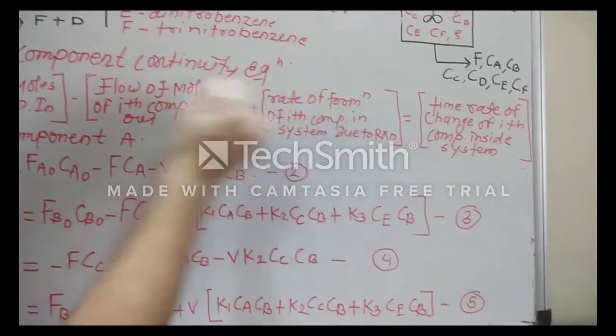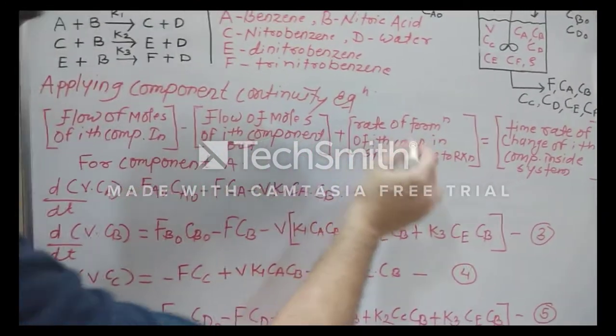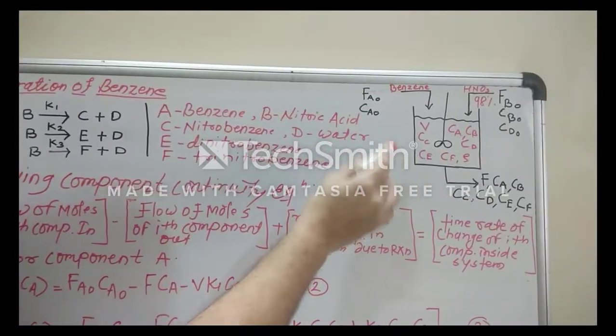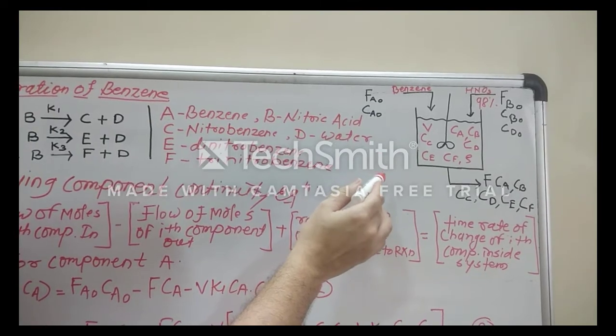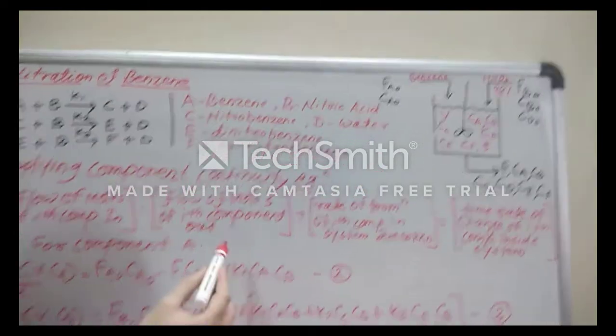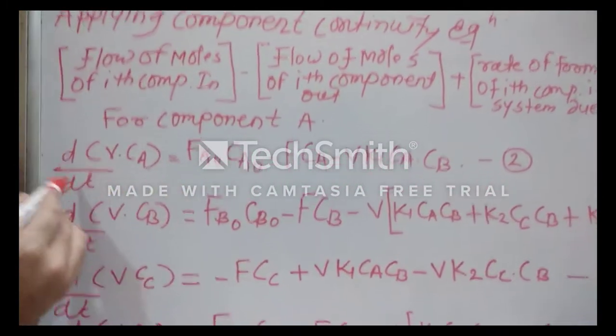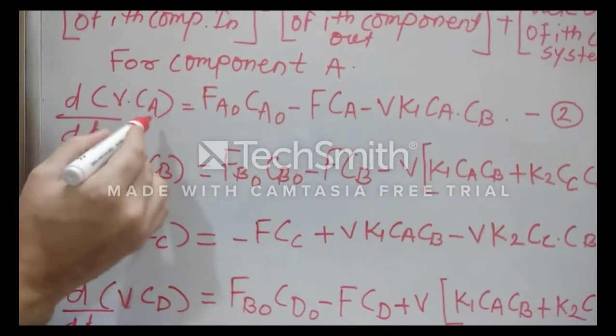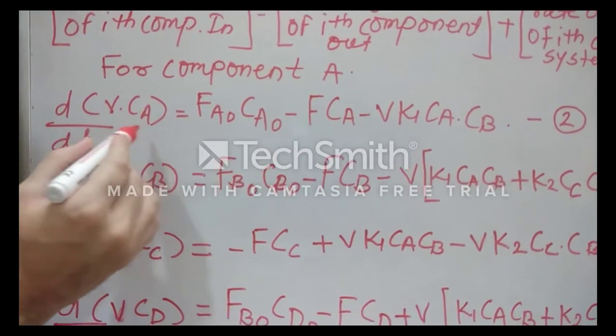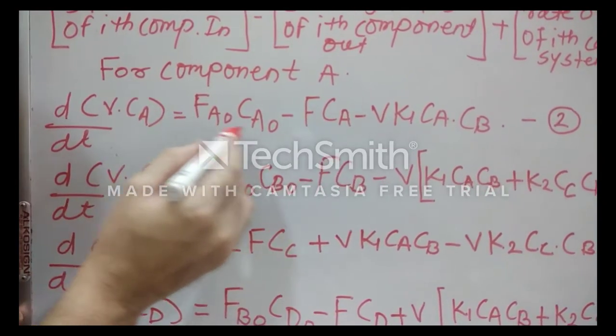Now we will apply this component continuity equation to this CSTR. So first of all, we will apply this equation to the component A. For component A, we can write the equation d by dt of V into Ca, that is V into Ca is the moles of A, equals Fa0 into Ca0.